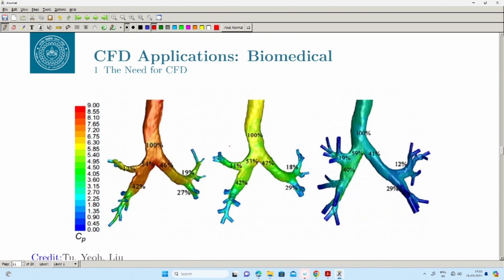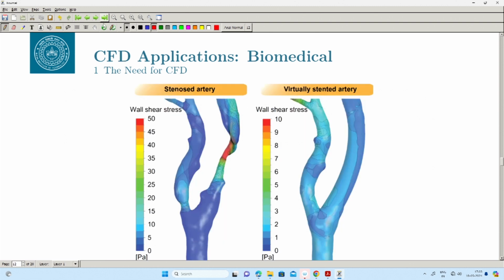Okay. Here for example, these are the simulations of a person with asthma, and you can see that this information is very useful for a clinician, who can look at this profile and tell you how the asthma is affecting the body. Okay. And then here for example, you put a stent in the artery, and you want to see how the stent is working.